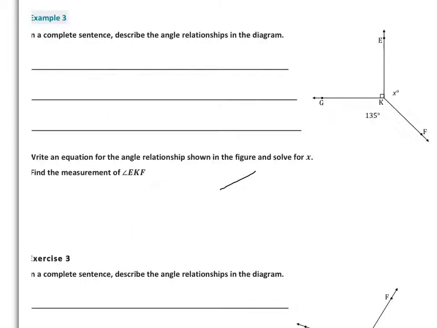So class, we're going to look at example 3. Example 3 is talking about three angles. Angle GKE, which is this angle right here, and an unknown angle EKF, and an angle that's 135 degrees, which is JKF.